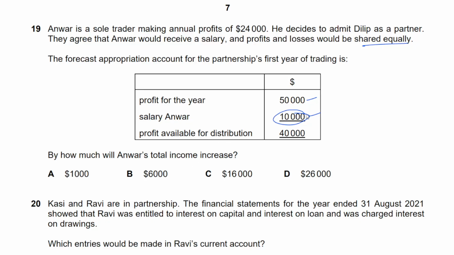Okay, so look, what does he make after the partnership, Anwar? He makes 10,000 from the salary. And he makes, well, half of the profit, 20,000. He makes 20,000 from the profit share. So after the partnership, he's making 30,000 in total. And before the partnership, he made a profit of 24,000. So he's making 6,000 extra. Interesting question. Please understand that one.